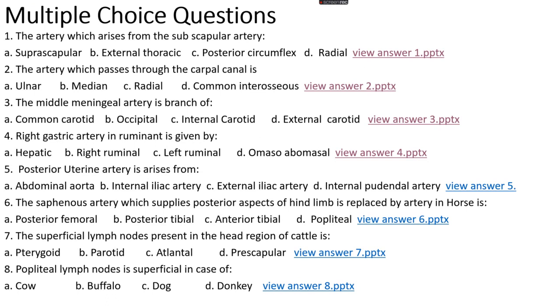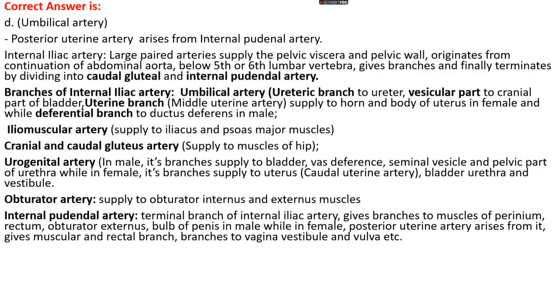Question number 5. The posterior uterine artery arises from: option A, abdominal aorta; option B, internal iliac artery; option C, external iliac artery; option D, internal pudendal artery. The right answer is option D, that is the internal pudendal artery. The posterior uterine artery actually arises from the internal pudendal artery.